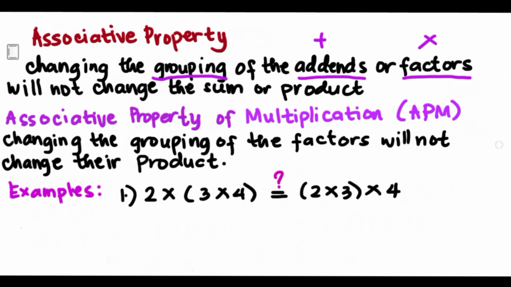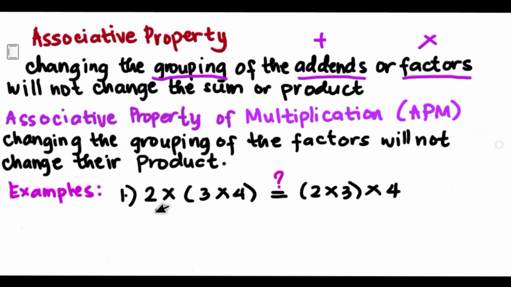So, let us have the first example. So, here, 2 times 3 times 4. On the other side is the product of 2 times 3 times 4. If we notice, on the left side, the first group is 3 and 4, and on the right side, the group is 2 and 3. So, let's see if the answer is still the same if we change what we group or multiply first.